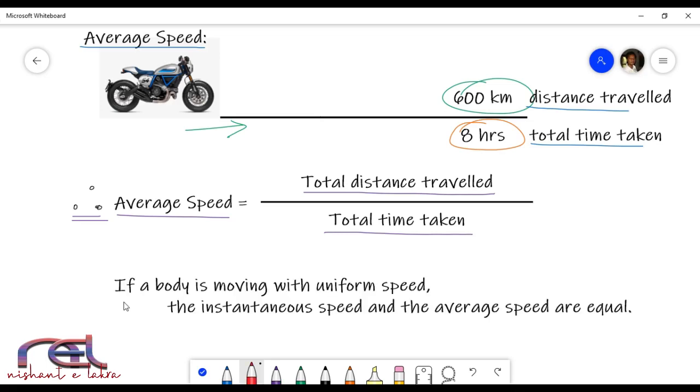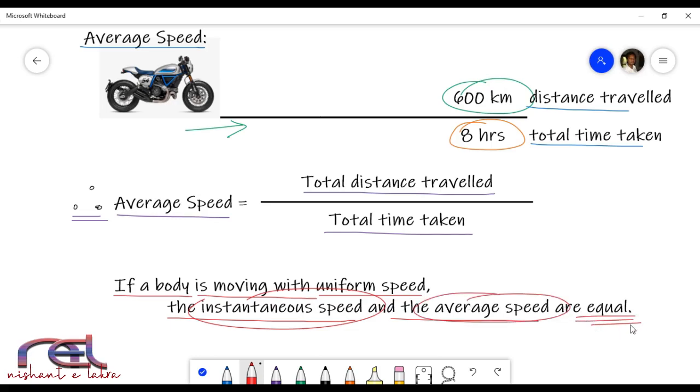Now if a body is moving with uniform speed, then the instantaneous speed and the average speed will be the same. It will not differ because the speed is uniform. I hope you have understood till here. You can go back through the video and see it again to understand it much better.